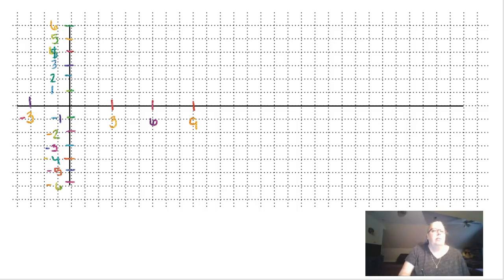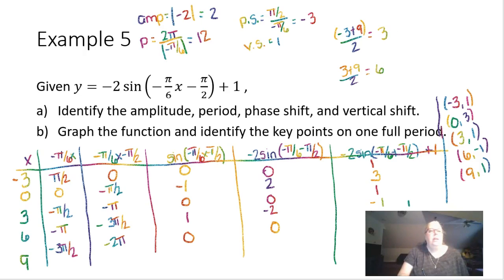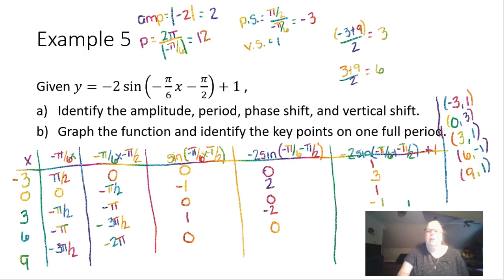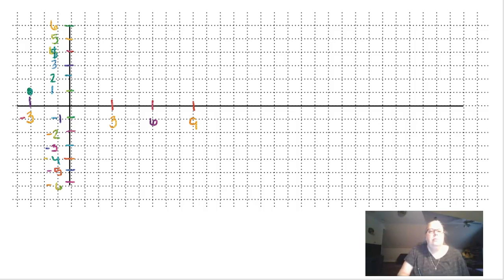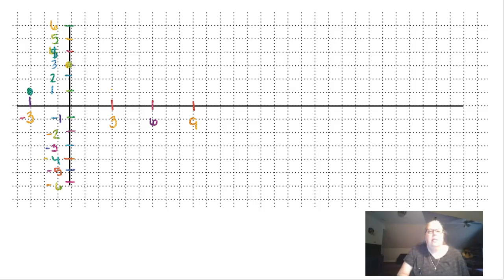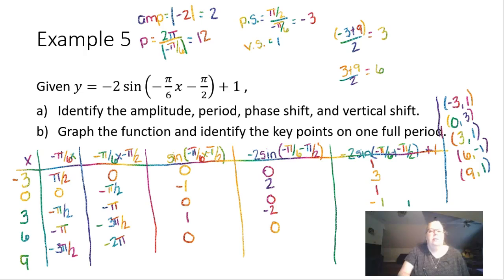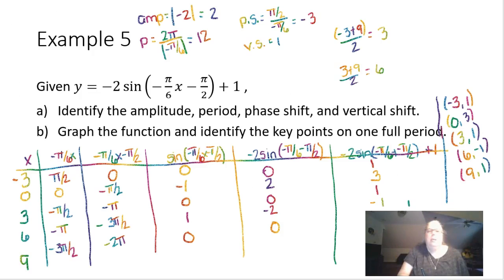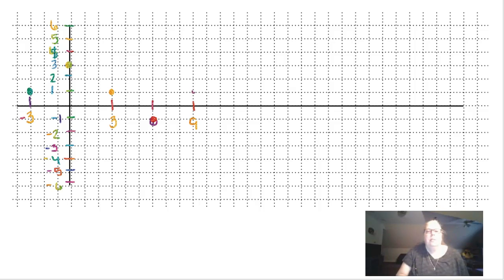Okay. All right, so our points. Negative 3 and positive 1. That's going to be right here. Next point, 0 and positive 3. That's up here. Next point, positive 3 and positive 1. That's right here. Next point, positive 6 and negative 1. That's going to be right here. And then our last one, positive 9 and positive 1, going to be right here.